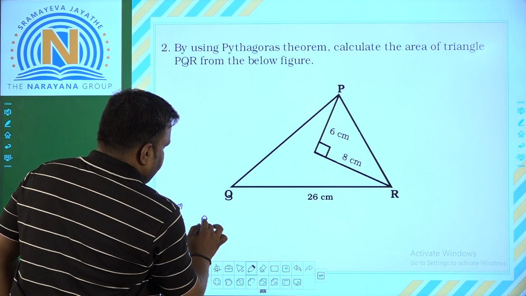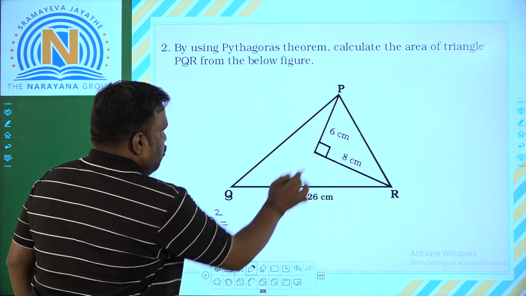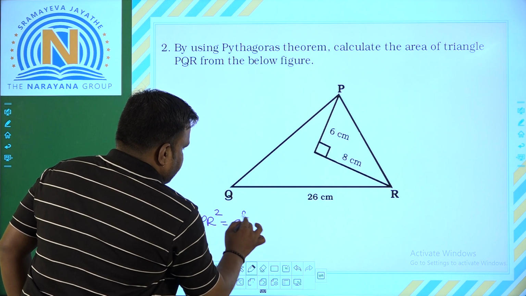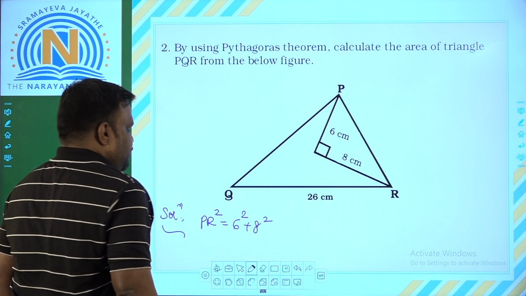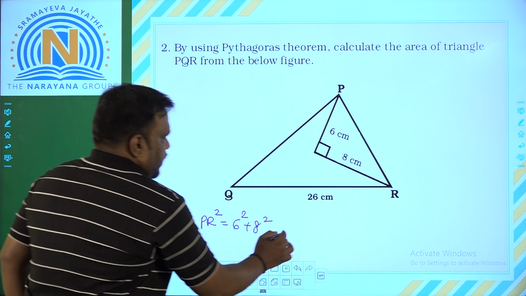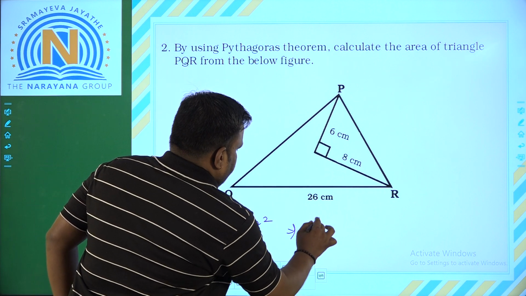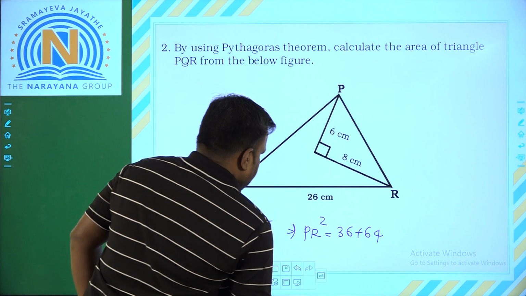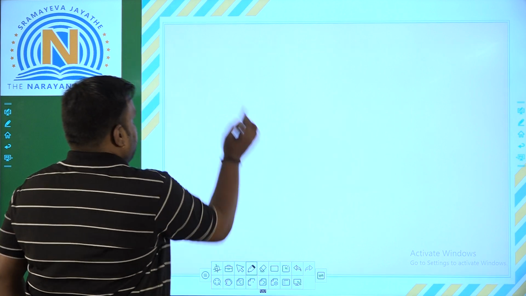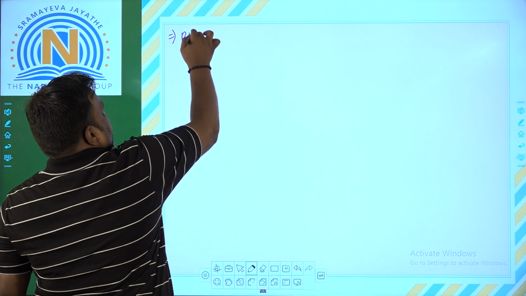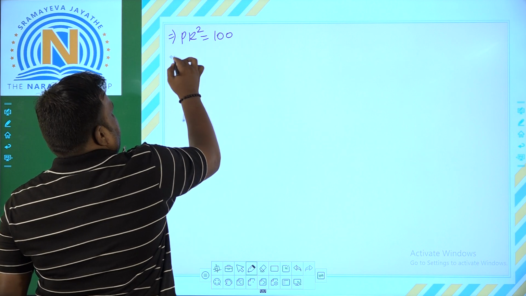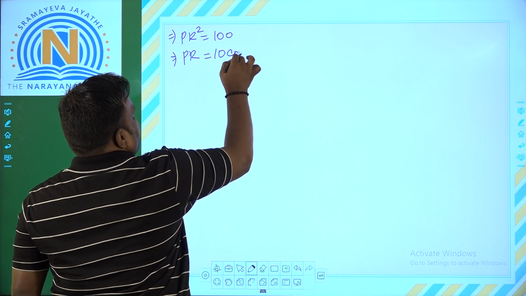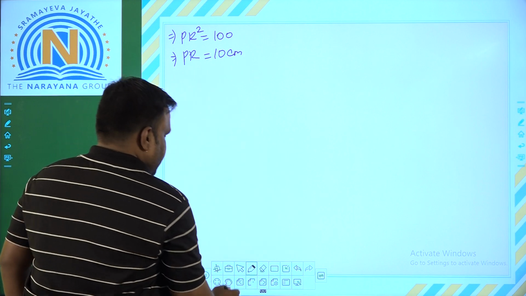So how can you find out PR? PR square is nothing but the addition of the squares of these two sides, 6 square plus 8 square. So from this, PR square is equal to 36 plus 64. So here onwards, PR square is equal to 100. From here, PR is equal to square root of 100, that is equal to 10 centimeters. We got the value of PR.